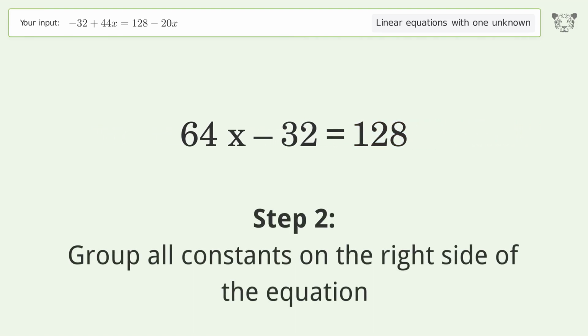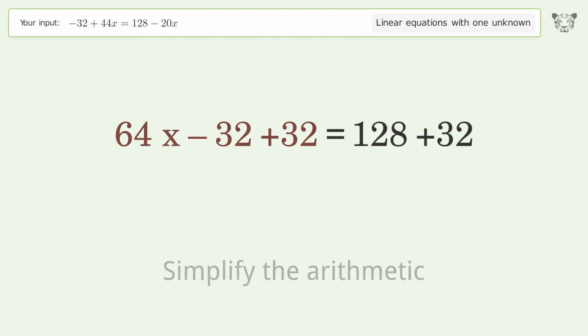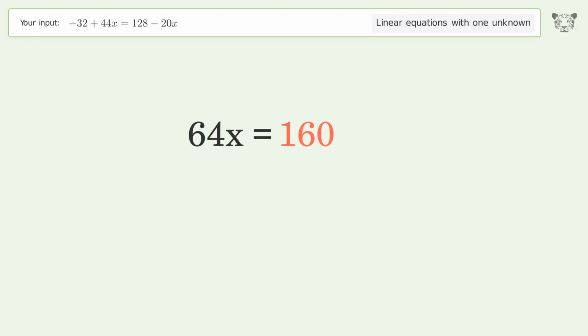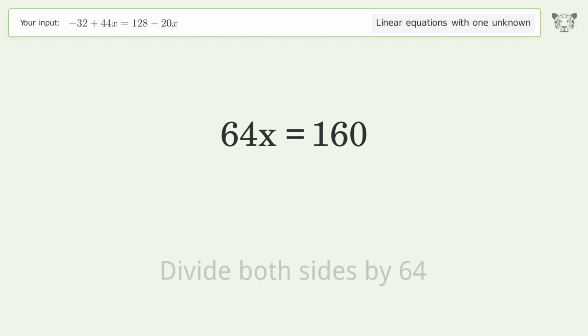Group all constants on the right side of the equation. Add 32 to both sides. Simplify the arithmetic. Isolate the x. Divide both sides by 64.